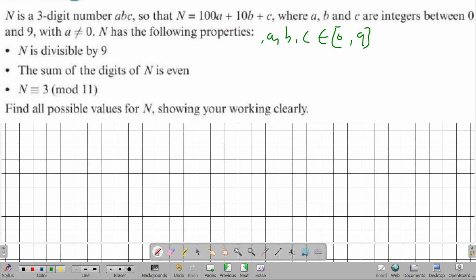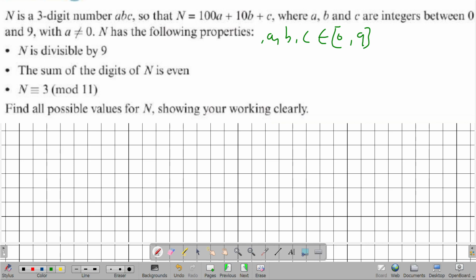But a cannot be 0 because this has to remain a 3-digit number. So that is very important. So let us look at what is given about n. N is divisible by 9, the sum of the digits of n is even, and n is congruent to 3 mod 11. So these facts can be summarized.